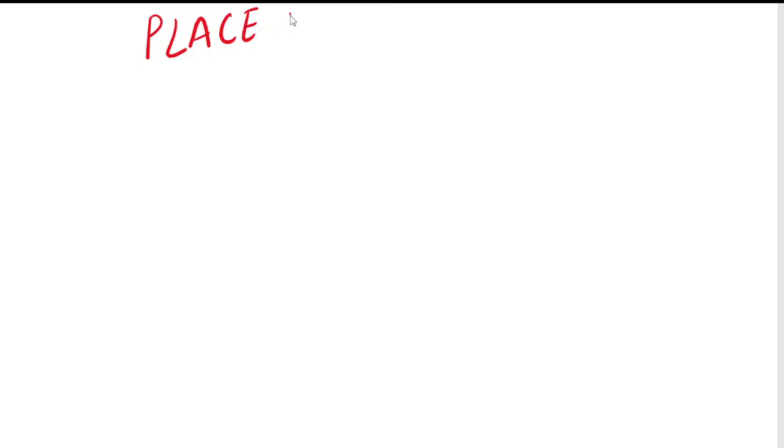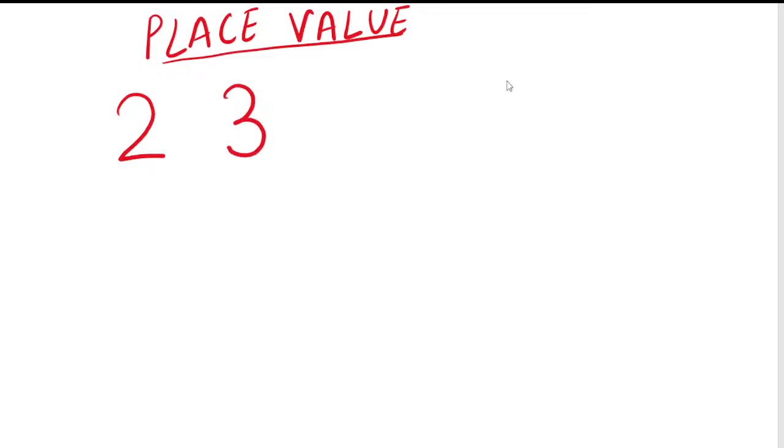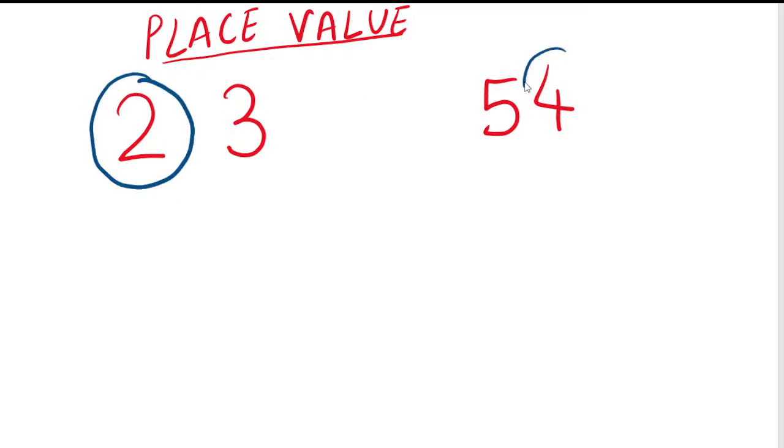Place value. Okay, I'm going to write some numbers in front of you, that is 2 and 3, then 5 and 4. These are the numbers, and I'm going to circle one over here and one over here. Now you have to ask your child, 2 is towards which hand, your right hand side or your left hand side. So your child will answer that 2 is at my left hand side.